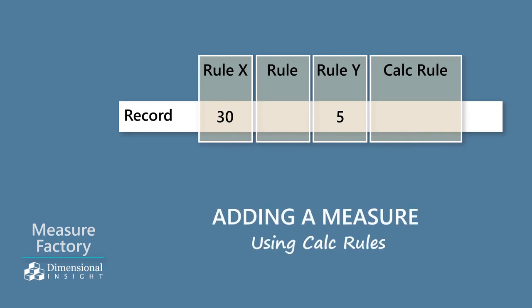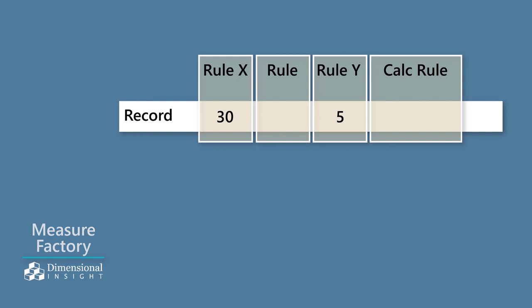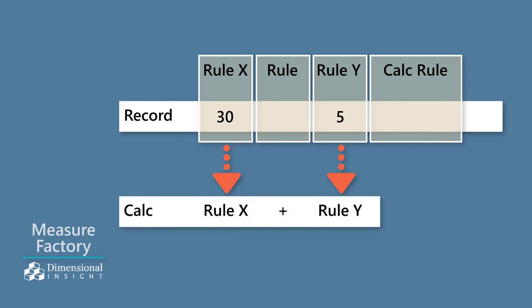In this demonstration, we'll add a measure using a calc rule. A calc rule adds information to each record of a dataset by applying a Spector expression to a subset of other rules in the same dataset.